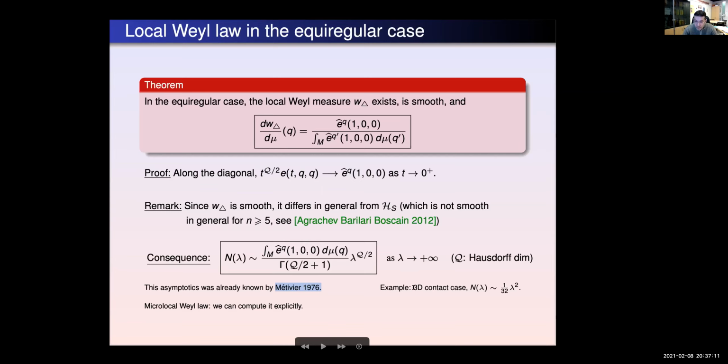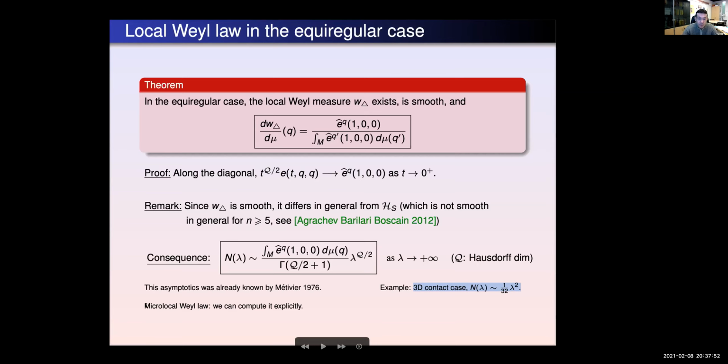So for instance, in the 3D contact case, the spectral counting function is in lambda squared. This is to be compared to the Riemannian case, where you would have lambda to the power 3/2. This is because the Hausdorff dimension in the sub-Riemannian case is always strictly greater than the Riemannian dimension. It means that you have more eigenvalues in some sense in the sub-Riemannian case. Okay, so this is the equiregular situation, which is quite simple.